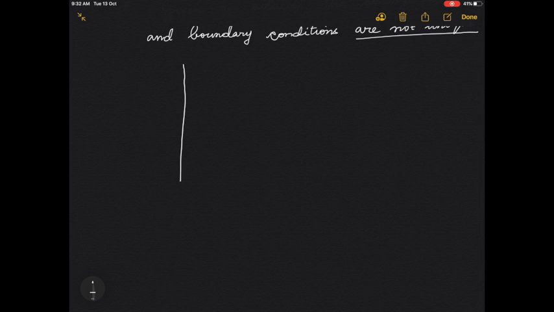So what do you do in the method of images? Imagine that I am told, let's look at a similar type of problem. There is a charge of plus q kept here, and there is a charge of minus q kept here, and there is an infinite grounded conducting plane there. Find out the potential everywhere in the right side volume.